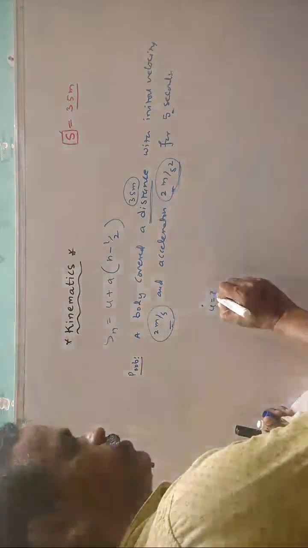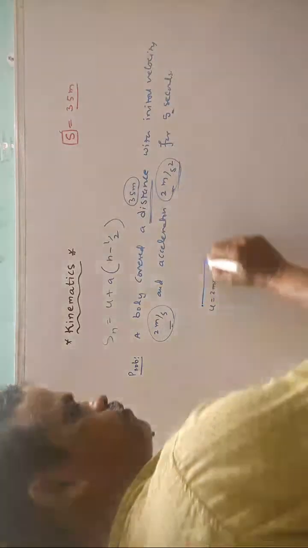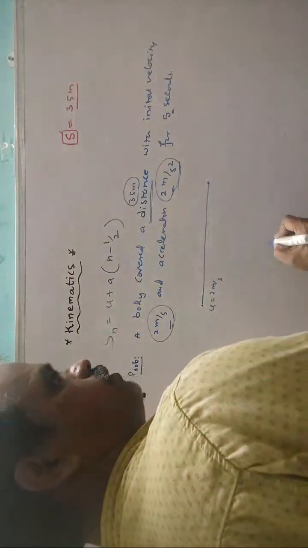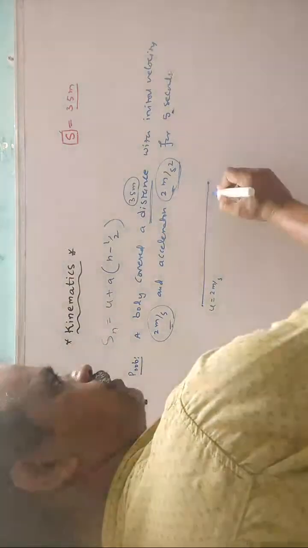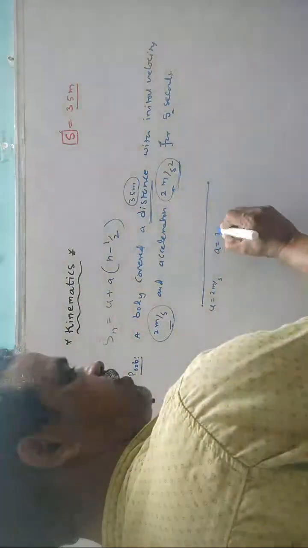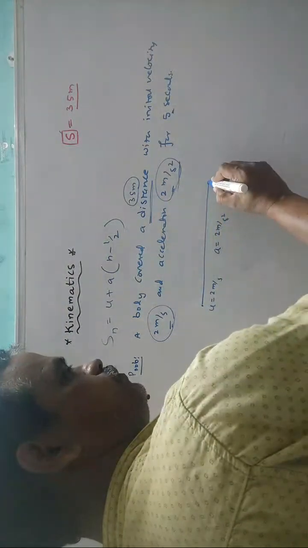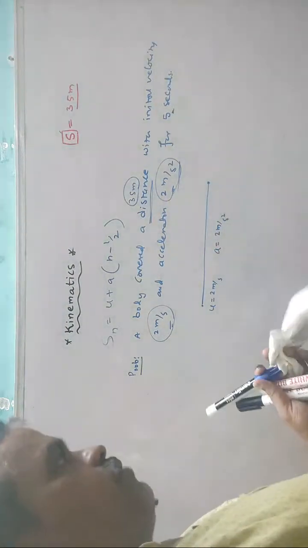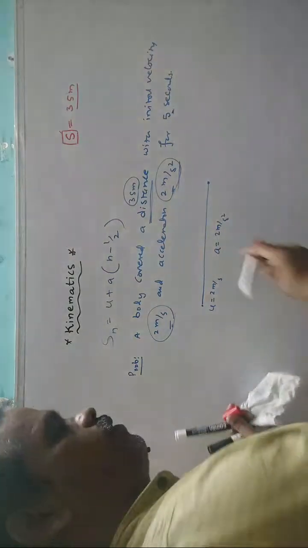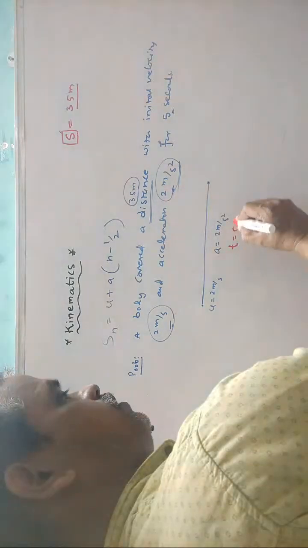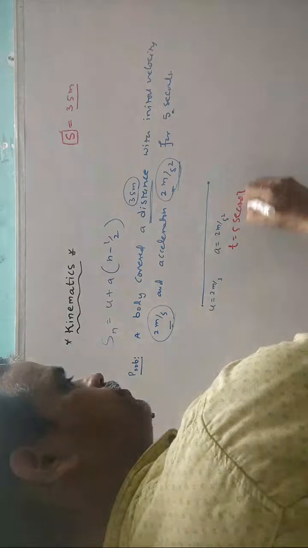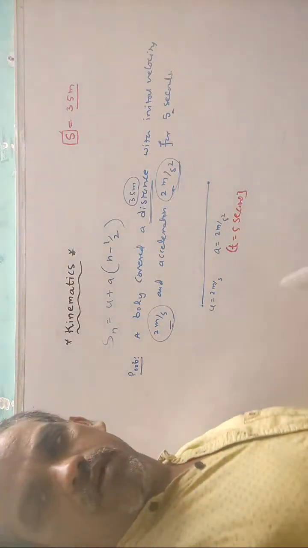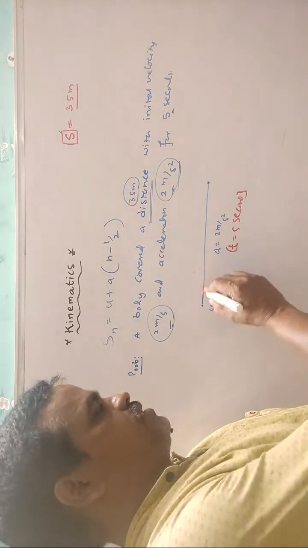So here the body starts with 2 meter per second, then with the uniform acceleration of 2 meter per second square. I am splitting the total journey here into 5 seconds. It traveled for 5 seconds.